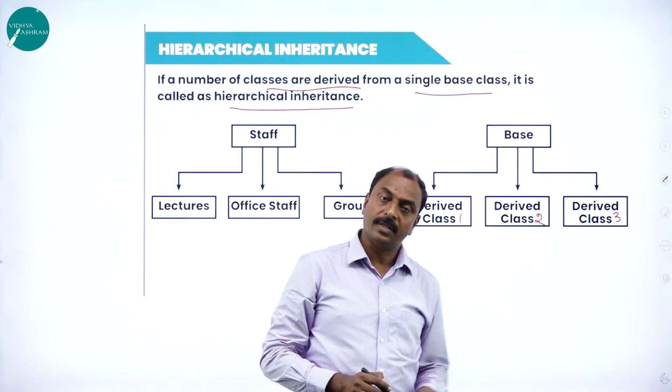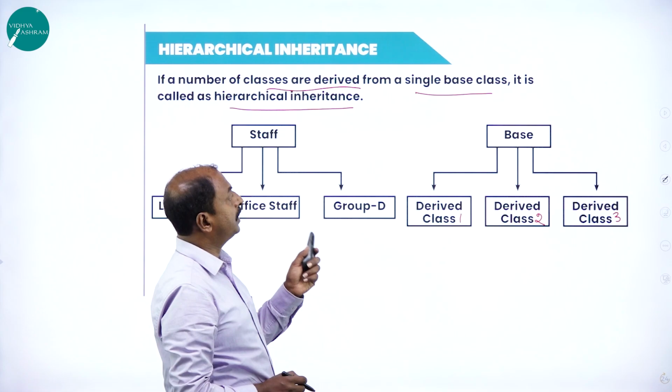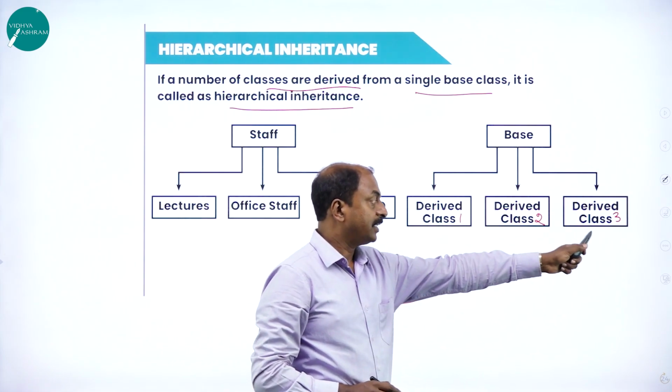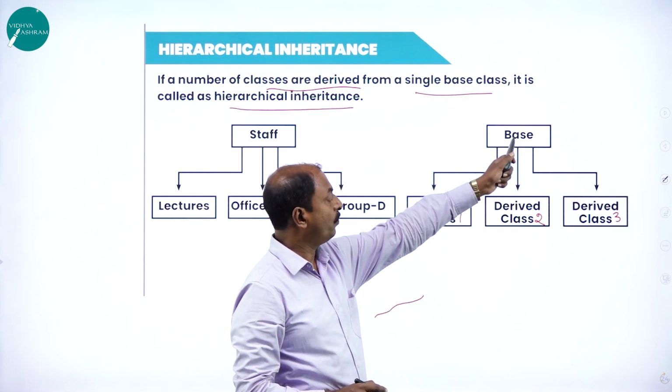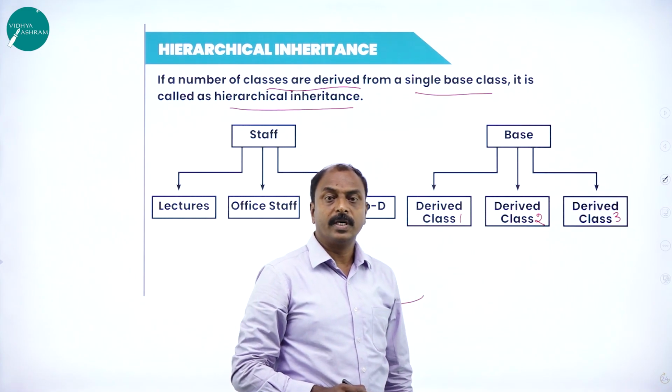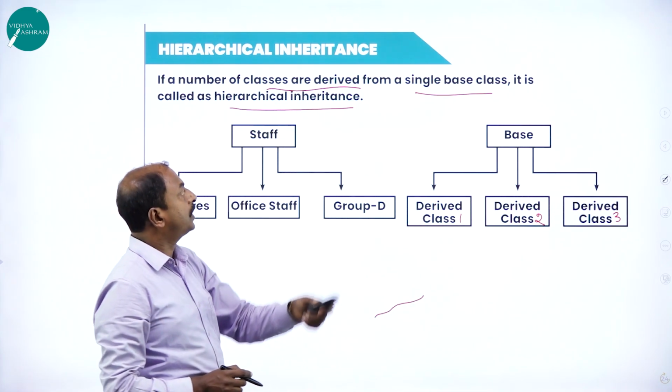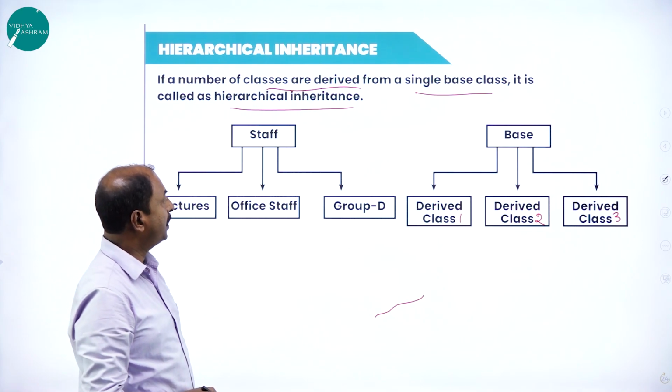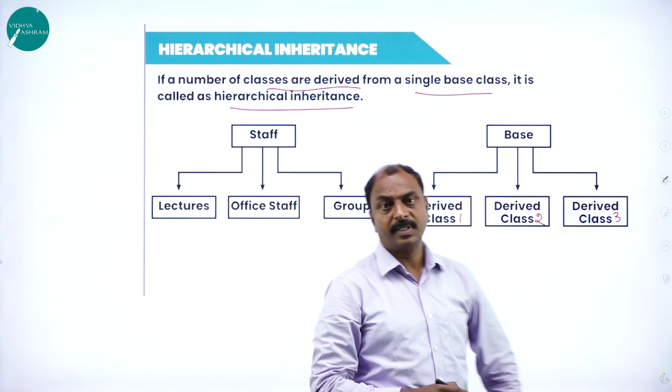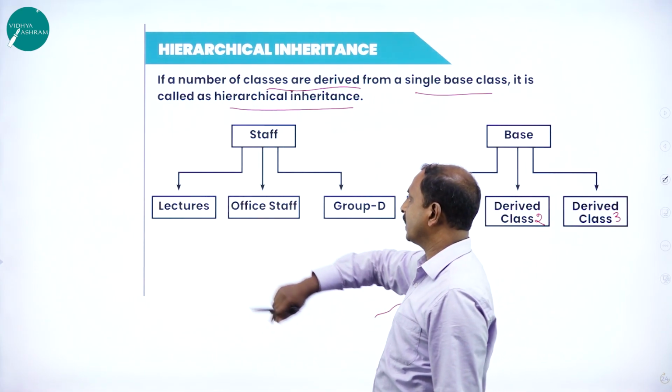Similarly, even for derived class 3. So, here a number of classes are derived from only one base class. It is called hierarchical inheritance. So, here this one schematic example we can write like this.